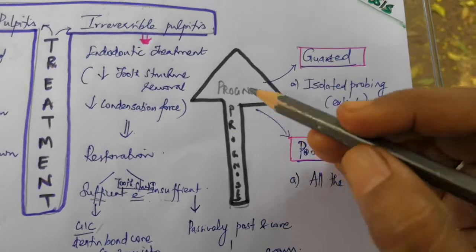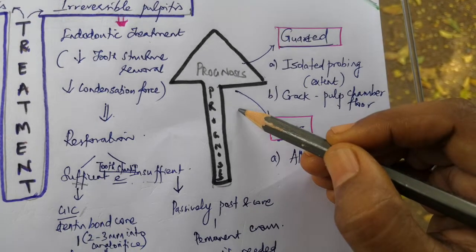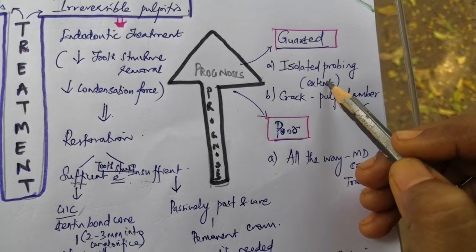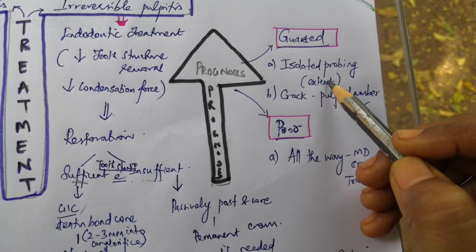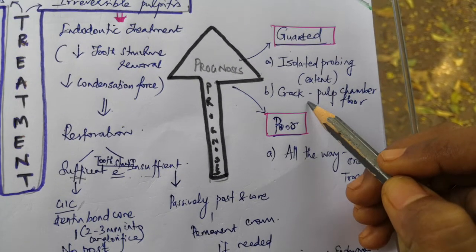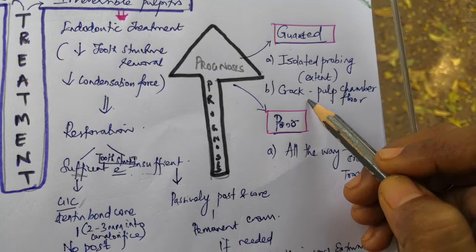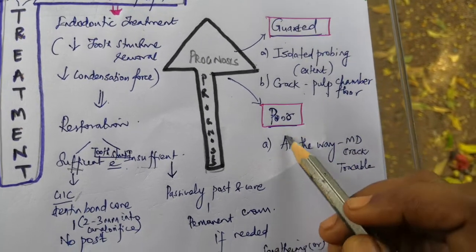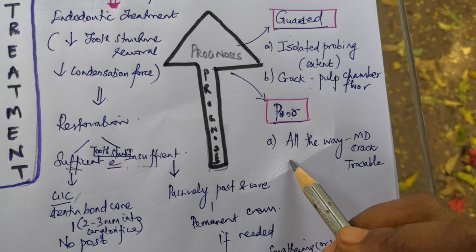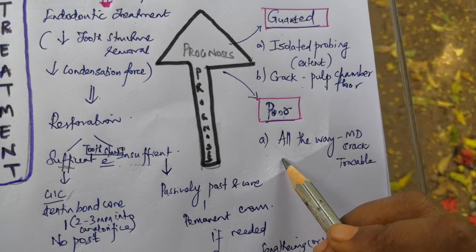So how is the prognosis for cracked tooth syndrome? It may have a guarded prognosis when you have an isolated probing area, based on the extent of probing, and also how much the crack extends to the pulp chamber floor is important for the prognosis. The poor prognosis will be there when you can trace the crack all the way in the mesiodistal direction. If it is all the way, then the prognosis is bad.